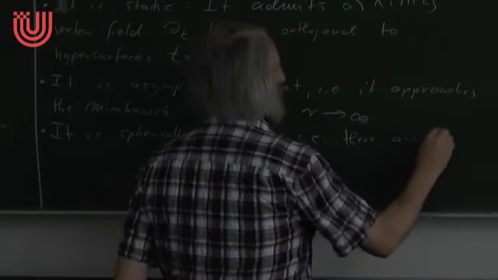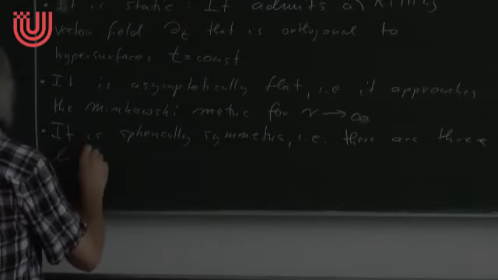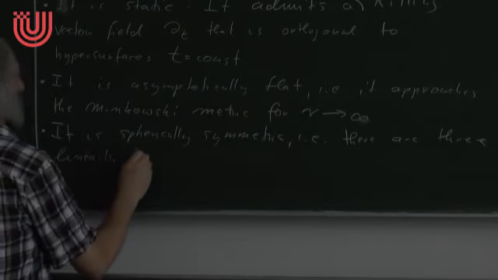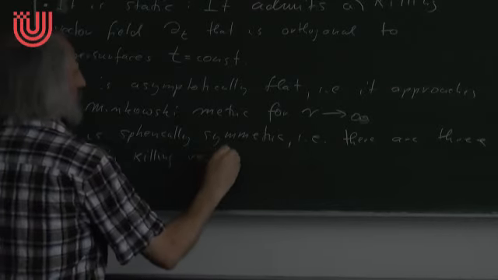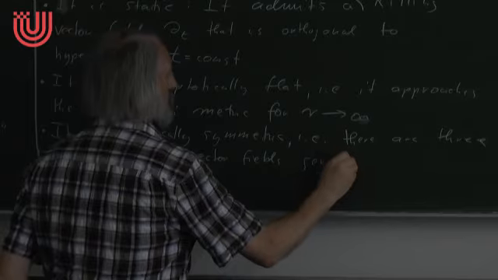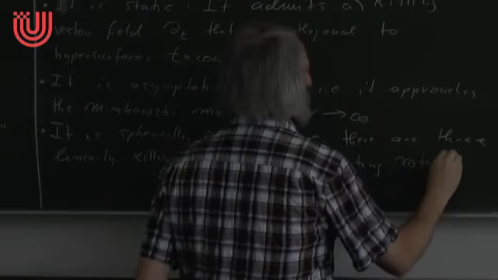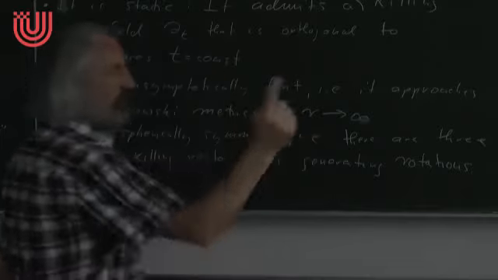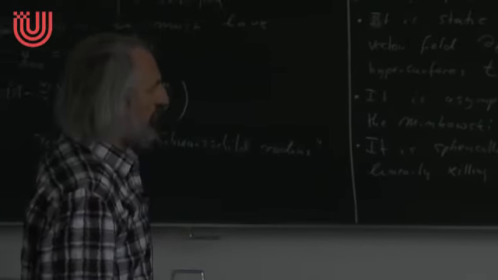There are three linearly independent Killing vector fields generating rotations. So the integral curves of these vector fields are just circles. Yeah? So if I go along these integral curves, I'm rotating around my chosen axis.